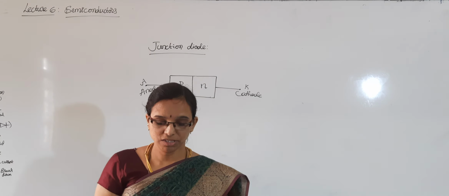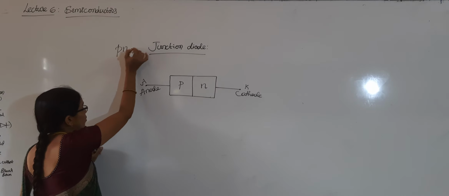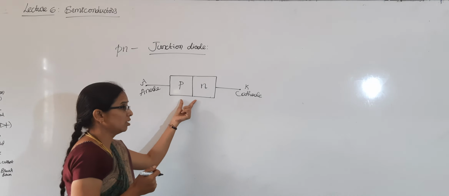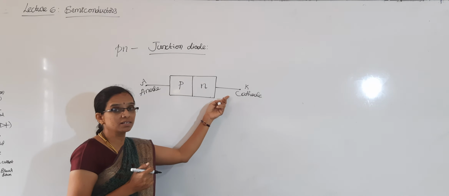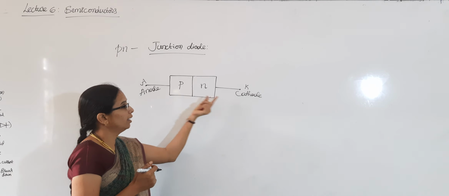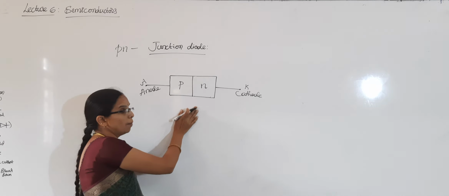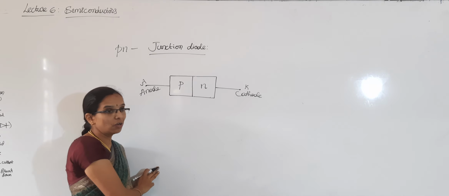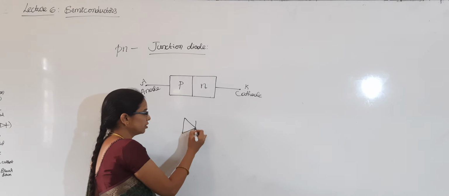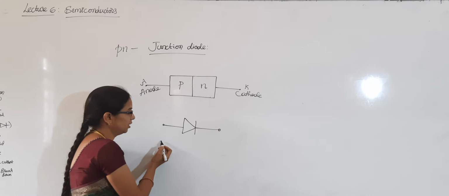Junction diode, it's also called a PN junction diode. Junction diode consists of a PN junction along with two terminals. The P-type terminal is called the anode and the N-type terminal is called the cathode. This is the basic building block in almost all semiconductor devices. This is the first device we are going to study in semiconductor theory.